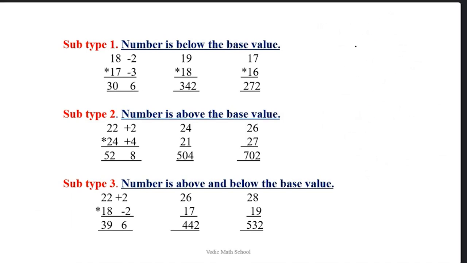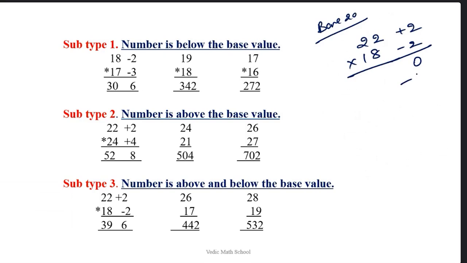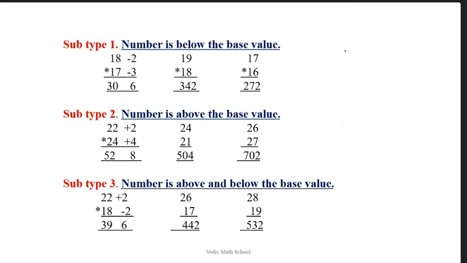Now, let's take the next example, 22 into 18. This number is greater than 20 and this number is less than 20, right? Our base is again 20 only. So plus 2 and minus 2. 2 2 is 4, so I'm writing minus 4 here, not on the top. Whenever you get a minus value, write down 0. Next, 22 minus 2, 20, into 2, 40. Subtract it. 396. Understood? Yes, sir.